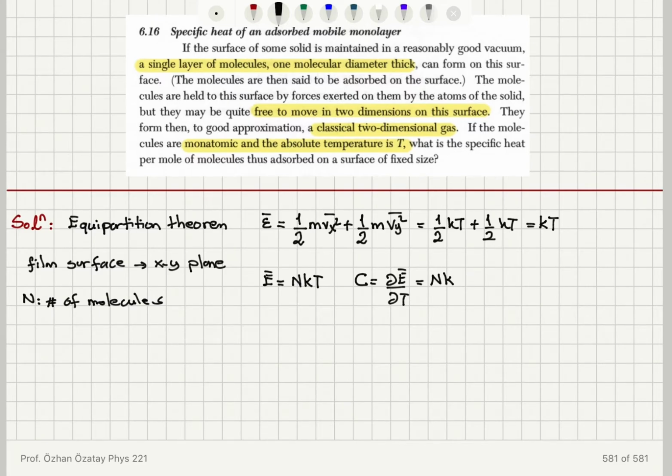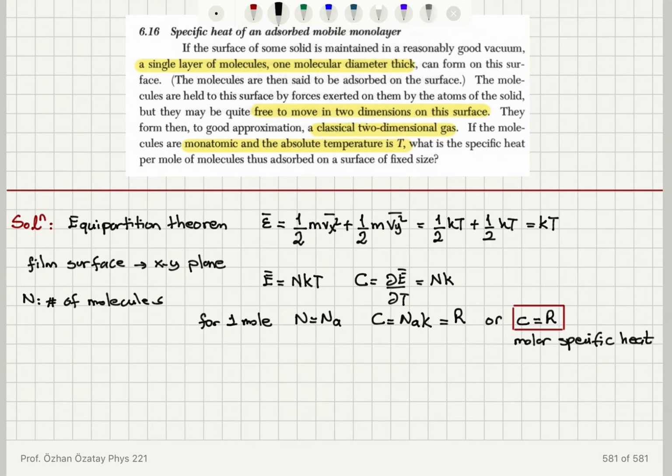But for 1 mole of the material, N is equal to Avogadro's number, N sub A. Therefore, the heat capacity will be N_A k, which is R. So remember, R, the universal gas constant, is Avogadro's number multiplied with the Boltzmann constant. Or I can say that this is the specific heat because it's heat capacity per mole. C is equal to R because it's the heat capacity of 1 mole. So that is the molar specific heat.